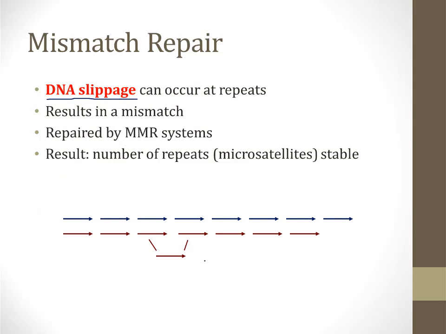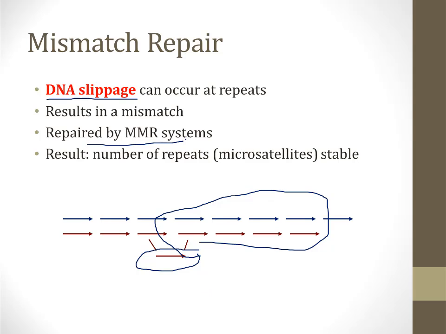If you look at the bottom of the screen, as I've shown, one of the repeating segments in the red strand has been pushed out. The other repeating segments of the red strand are now mispaired with the blue segments. This is called a mismatch. Luckily, we have mismatch repair systems which can fix this kind of error.